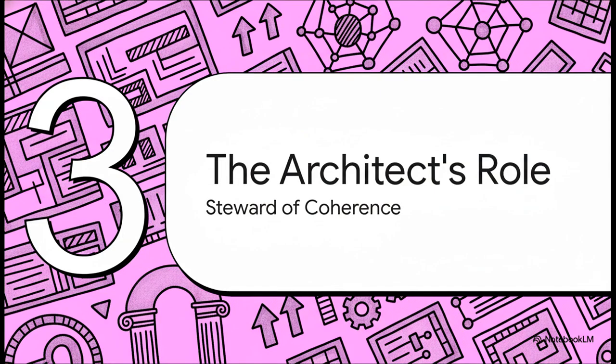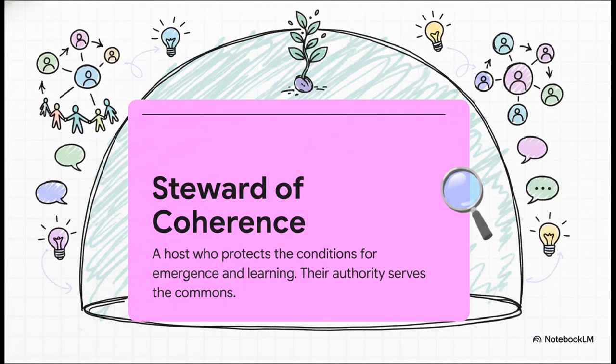But okay, a system like this doesn't just magically run itself on code. No way. It needs a totally new kind of human leadership, a role that's so much bigger than just being a moderator. You need an architect. And this is where we meet the steward of coherence. Now, this is not your typical manager who's just dictating rules from on high, and it's not just a moderator deleting spam. This person is a host. Their entire job is to create and maintain the conditions for a healthy, vibrant community to grow and emerge on its own.